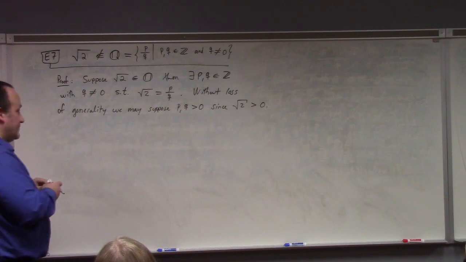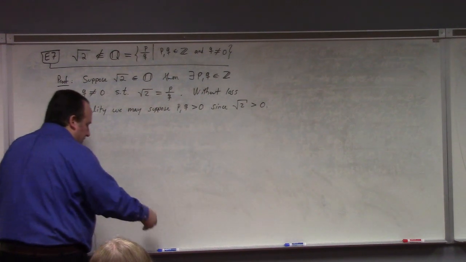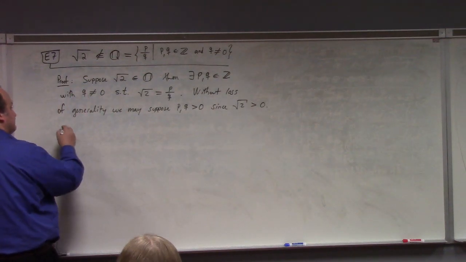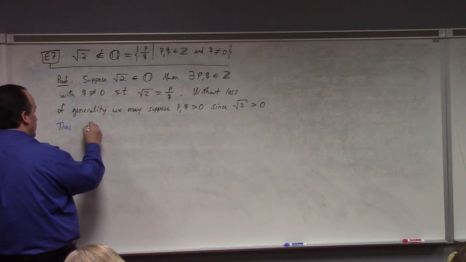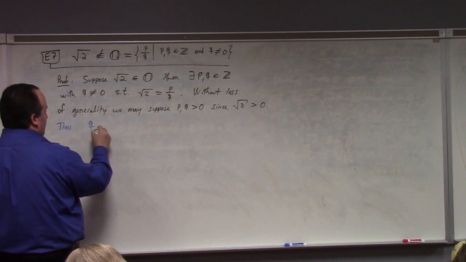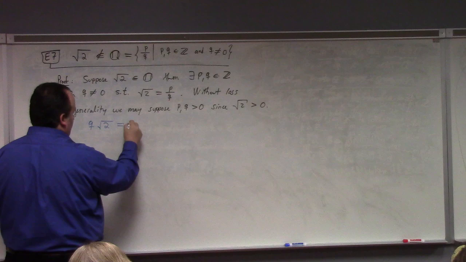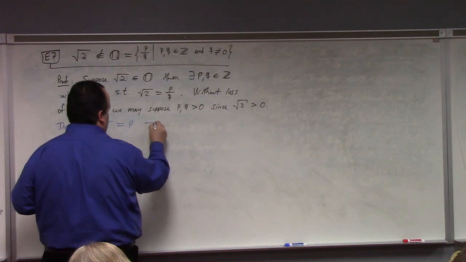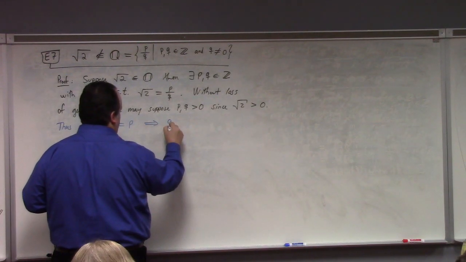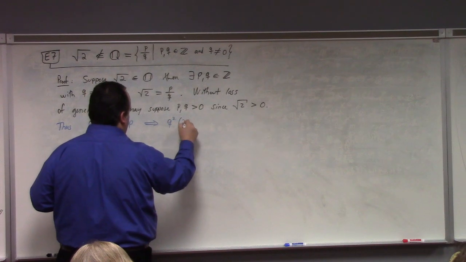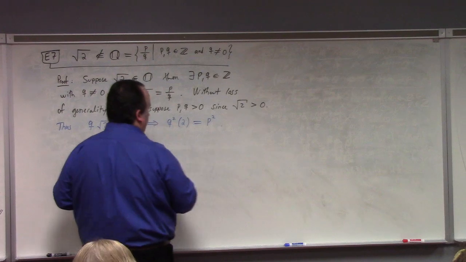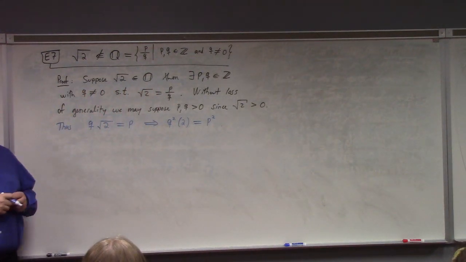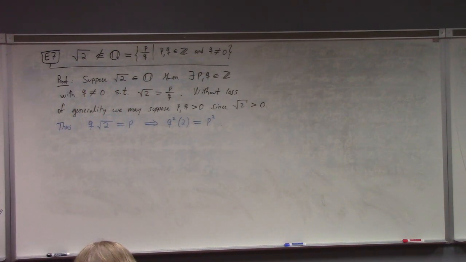So then what is the square root of 2 defined to be? Thus, we could say q times the square root of 2 is equal to p, which tells us that q squared times 2 is equal to p squared. Right?